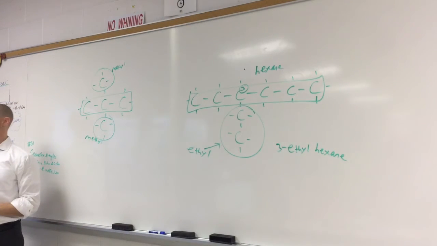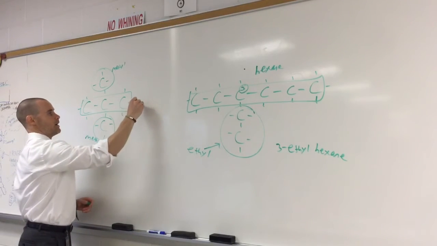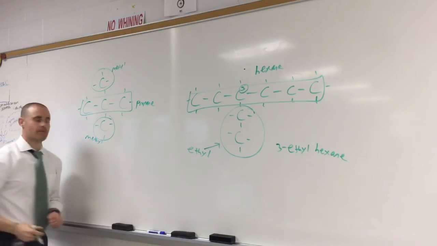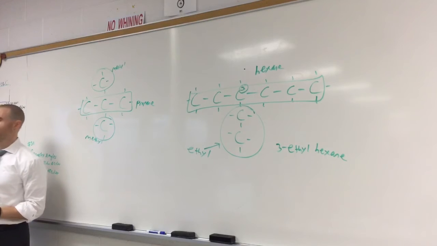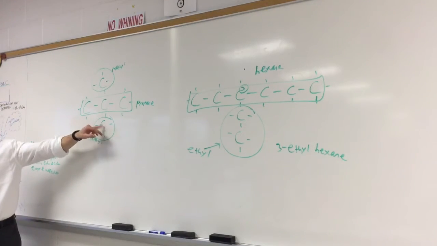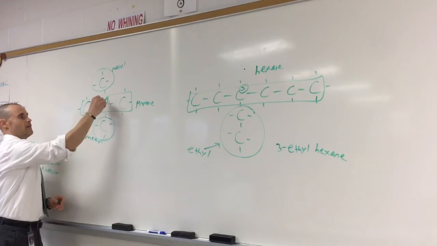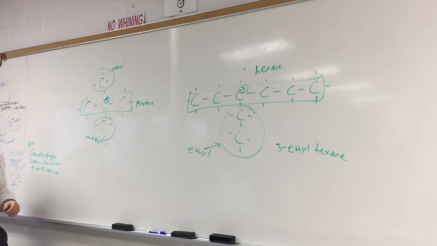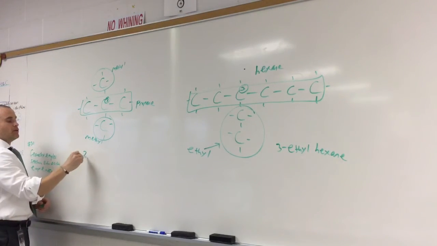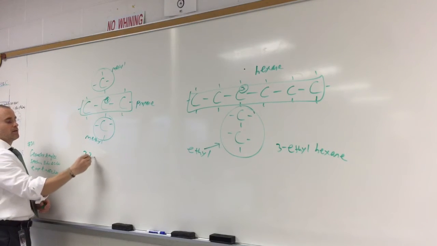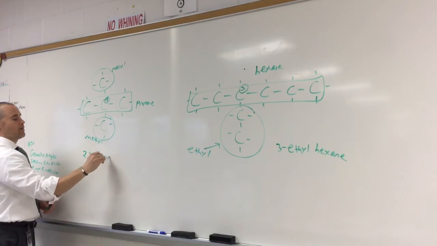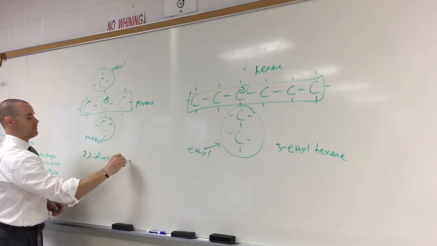What's the name inside the box? Propane. So this is called propane. What number carbon are both of those attached to? 2. Here's the name. Up here, pay attention. Watch me do it. 2,2-dimethyl propane.